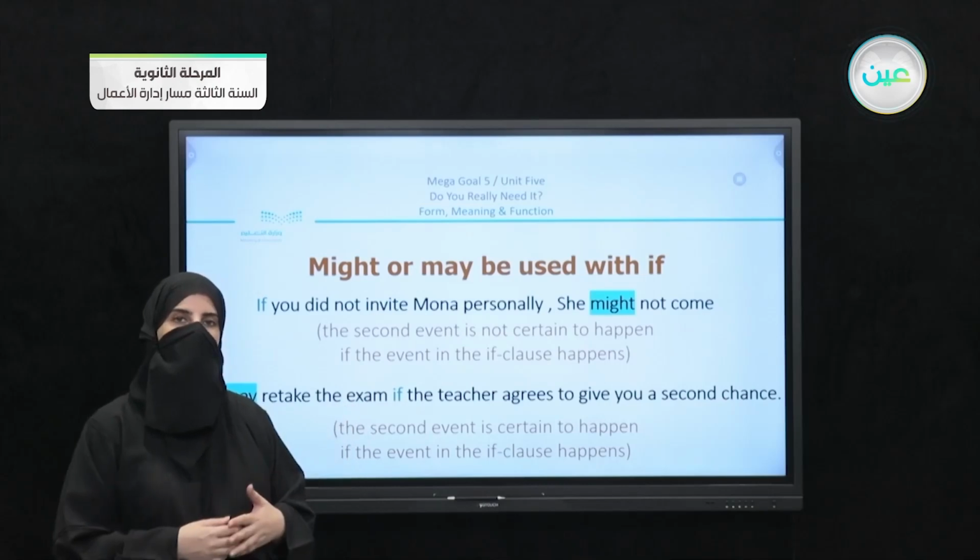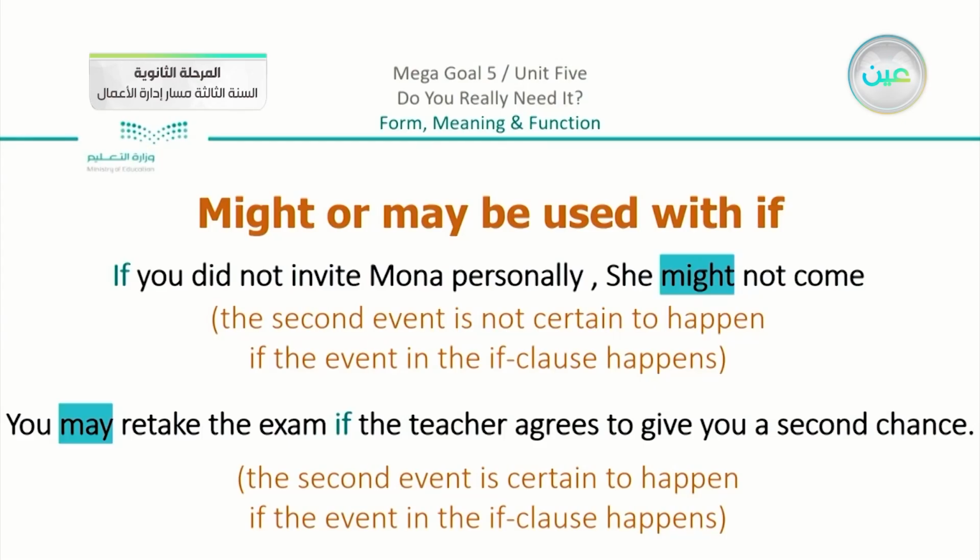So just reading the examples again, we have the first one: if you did not invite Muna personally, she might not come. So there is a possibility that Muna might not come. We have the if, which is a condition, and we have the possibility in might. In the second one, we have here, you may retake the exam, which is a possibility that can happen if the teacher agrees to give you a second chance.